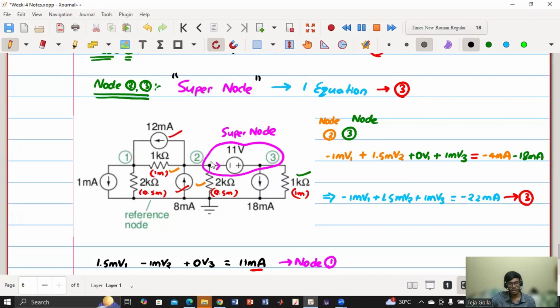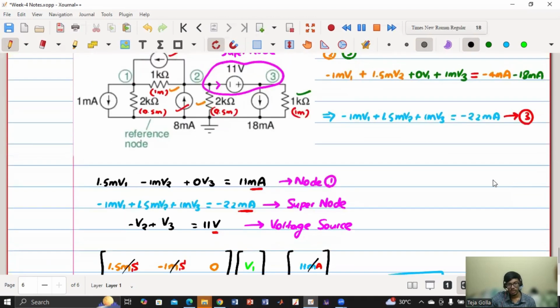So now at node 2, first we will write A21 and A22 and A23. Because node 2 and node 3 are considered the same, A23 is 0. So A21 is -1 milli, A22 is 1 milli plus 0.5, which is 1.5 milli. At node 3 we have A31, which is 0, and A32 doesn't make any sense because 3 and 2 are a single node, and A33 is the conductance at node 3, which is 1 milli. This completes the LHS. On the RHS, current entering node 2 plus current entering node 3 is -4 and -18, so -22.